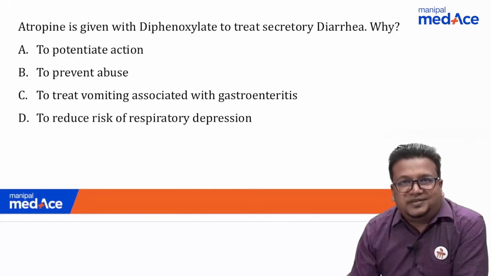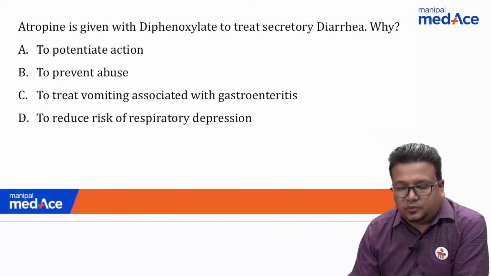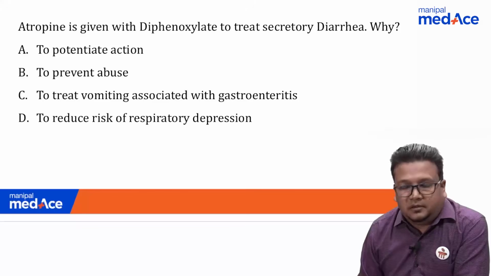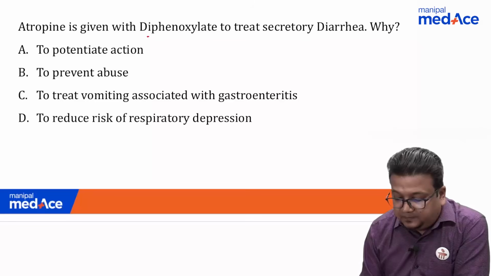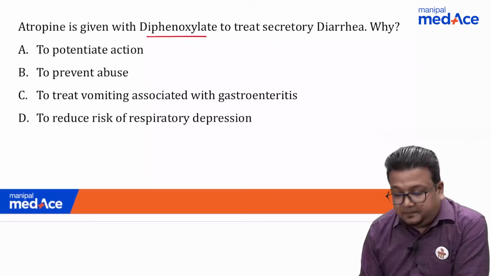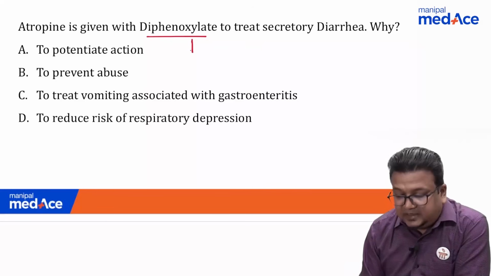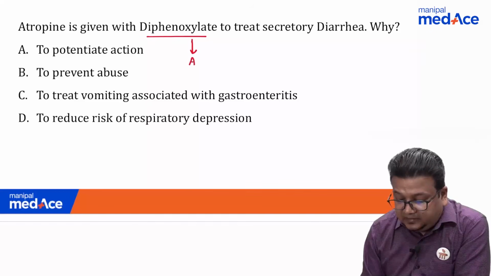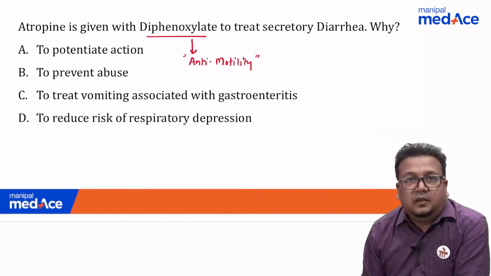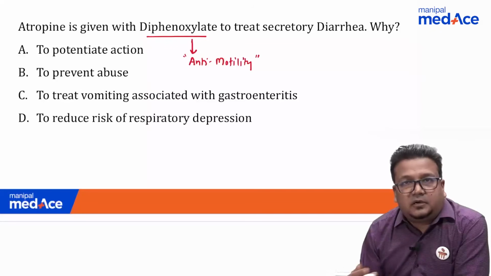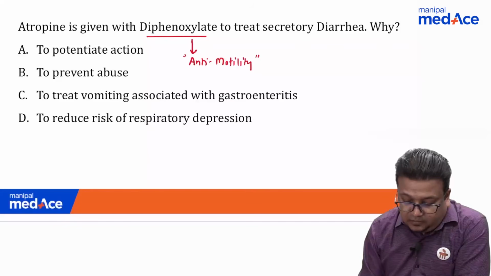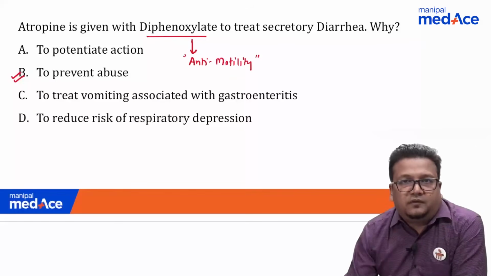Moving to the next question, it is a simple, many times asked repeat question discussed as such in my videos. It says atropine is given with diphenoxylate to treat secretory diarrhea. Why? So we all know diphenoxylate is an opioid used as an anti-motility agent in diarrhea. So that is why diphenoxylate is used in diarrhea. The question is, why is atropine added? So atropine is added to prevent the abuse of diphenoxylate.